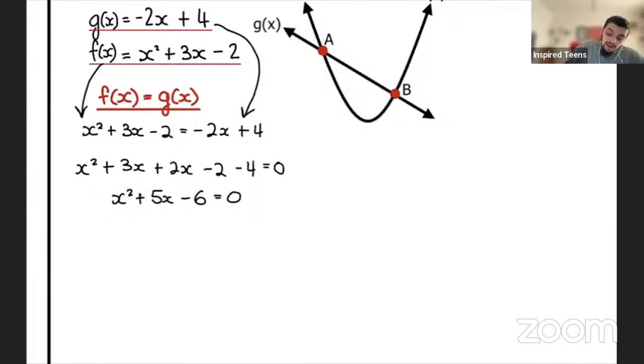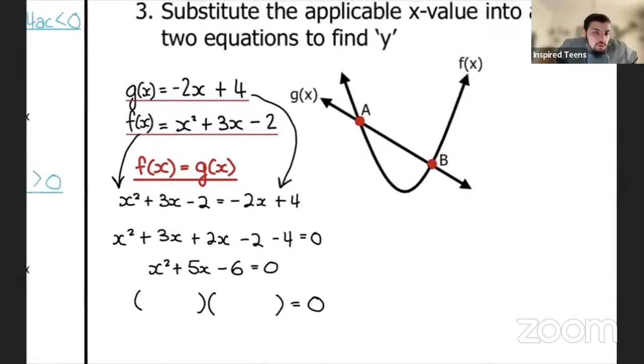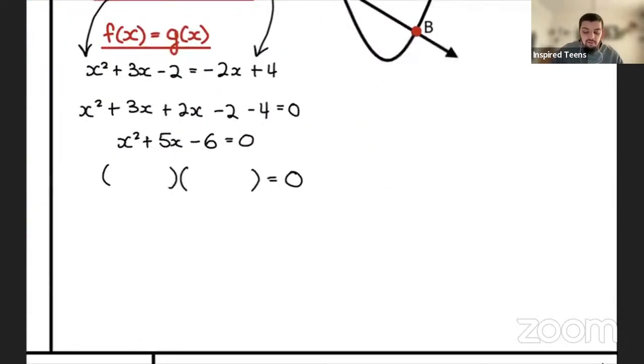So what I do now is I factorize this equation, and it's going to give me the x coordinates of the point of intersection. So it's quite simple, right? Equate the two equations, formulate a new equation, factorize to find the x-intercepts, right? Because this is equal to 0 for the x coordinates.